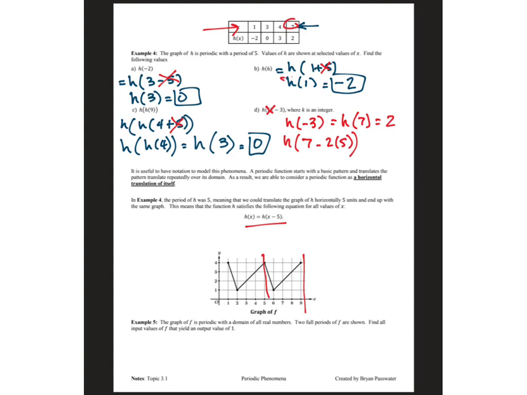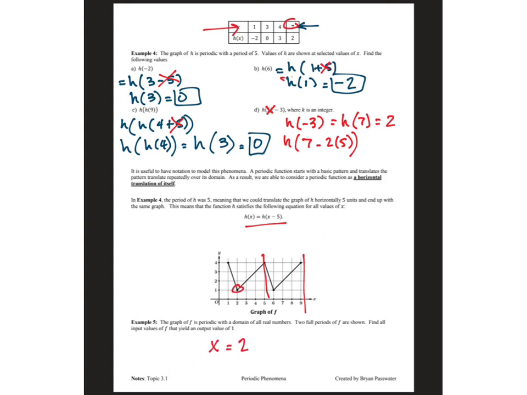Find all input values of f. 2 and 6. Okay, all. All input values of f. So what are you doing? What's the period? 2 plus 4 times 2. Perfect. So x is going to equal 2.